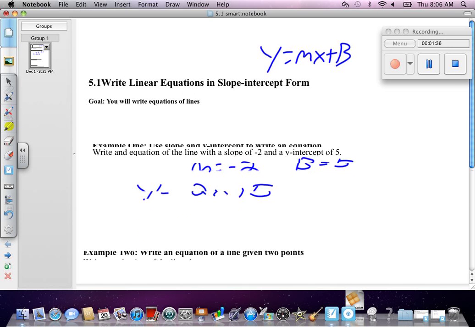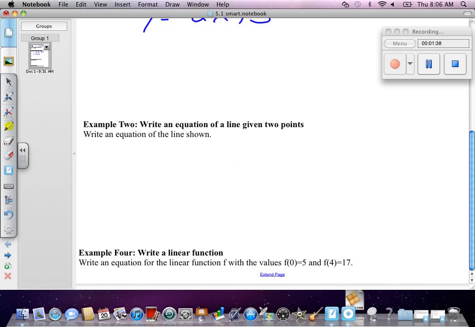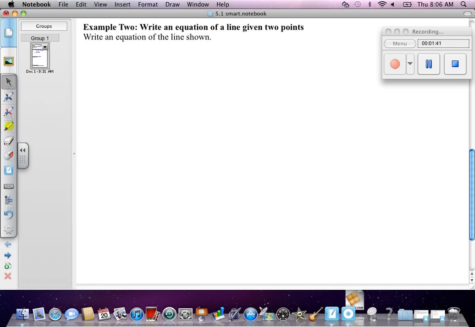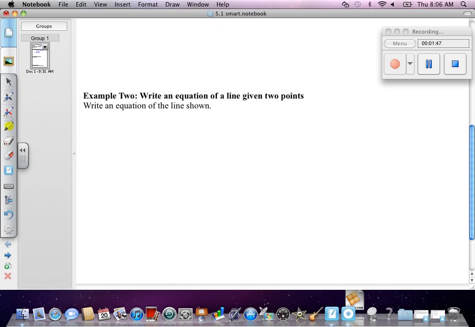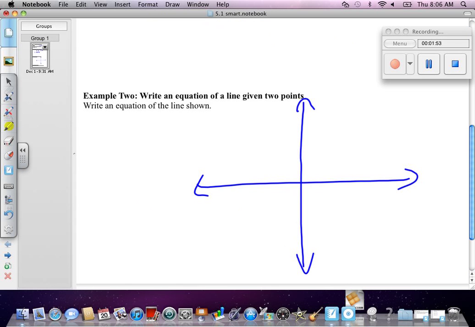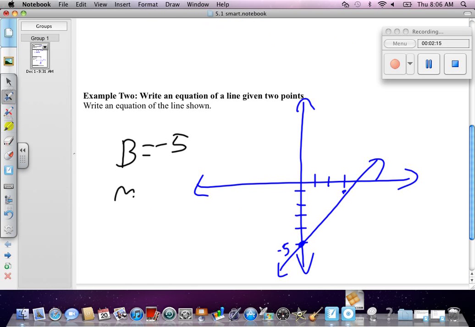All right, let's move on to example 2, your graph. So you have a better graph on there than I do, but let me draw this. Okay, so first of all, from this graph, can you tell me what the y-intercept or the b is? 5. What kind of 5? Negative 5.